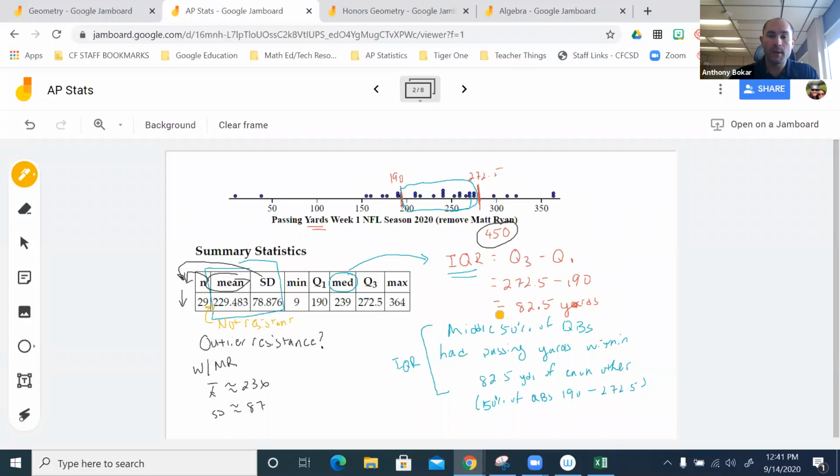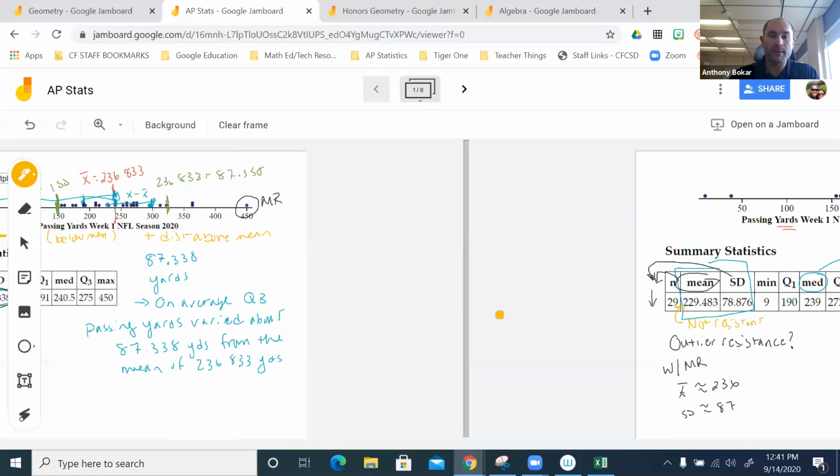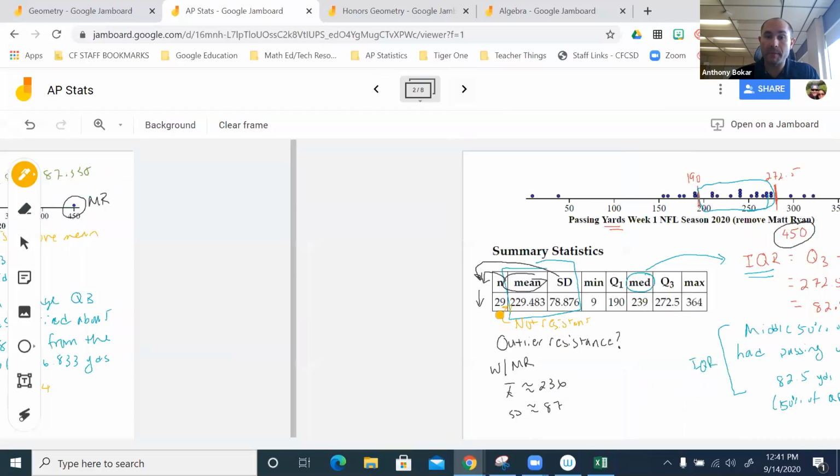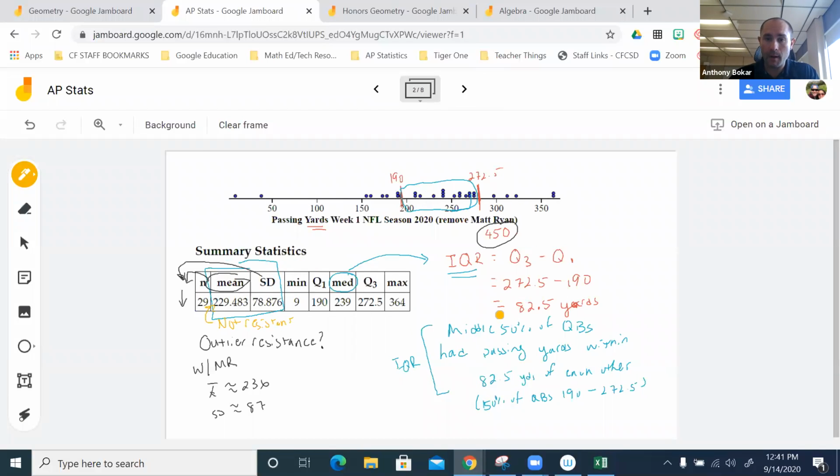The IQR with Matt Ryan was 82.5. The IQR over here, what's that? That was Q3 minus Q1, that's the IQR, which I didn't calculate yet. So this has Matt Ryan in it: 275 minus 191 is 84. So it reduced a little bit, which makes sense. 82.5 is a little less than 84, but it didn't change as much.